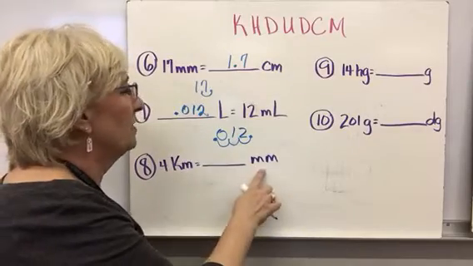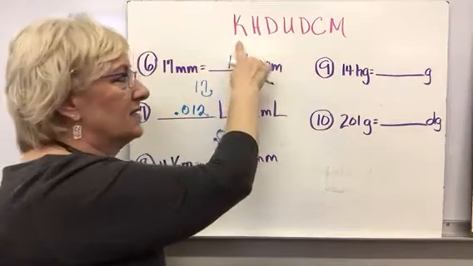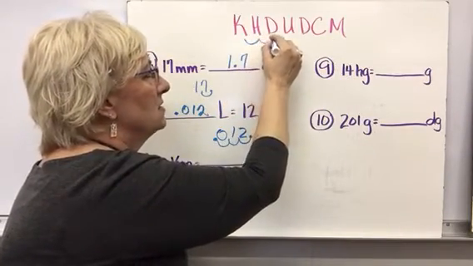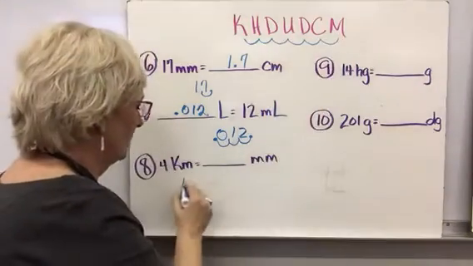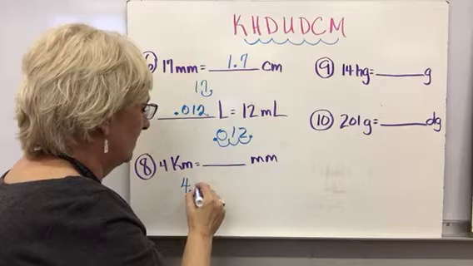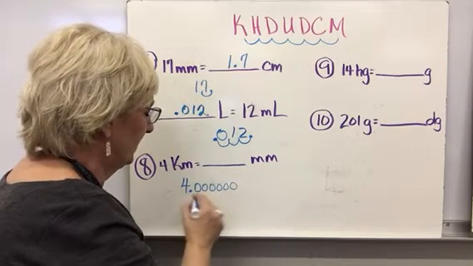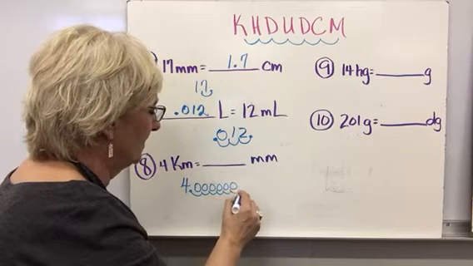4 kilometers to millimeters. Now we're going all the way from the largest point of our metric system to the smallest point. And I know that's going to the right. 1, 2, 3, 4, 5, 6. So I'm going to go at 4. And I have to go 1, 2, 3, 4, 5, 6. Fill it in with zeros.